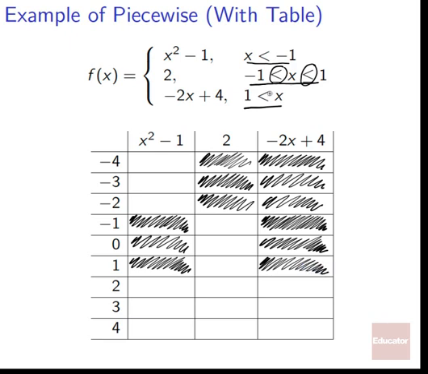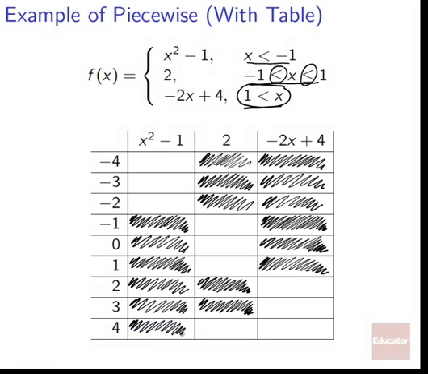2 is greater than 1. We've got 1 being less than 2, so we're using the third rule, which means that our first rule and our second rule are knocked out. What about 3? 3 is still greater than 1. 3 is not less than negative 1. And 3 is not between negative 1 and 1, so those rules and categories are out. What about 4? 4 is not less than negative 1. And 4 is not between negative 1 and 1, but 4 is greater than 1, so only the third rule gets used there. So now we've got a sense of how this table comes together.